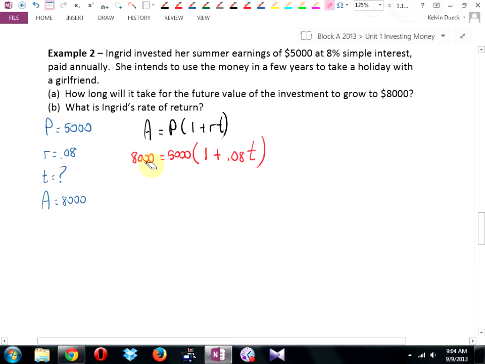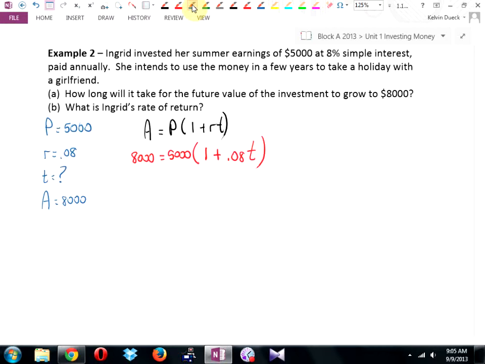I put the 8,000 right there, the principal right there. I dropped the 1 down. I dropped the plus down. The rate was 0.08 times T. And now we're going to do some equation solving. So here we go. How do I solve this? I know you did some equation solving review last year back in your foundations class.